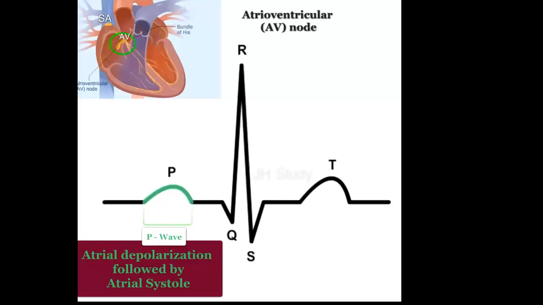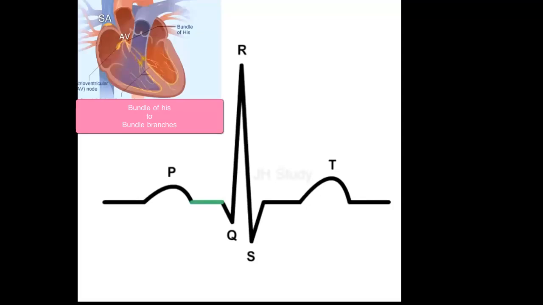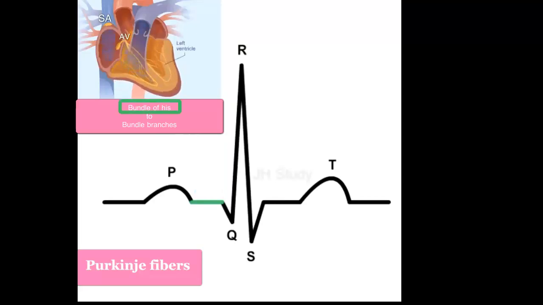While both atria pump all the blood into the ventricles, the AV node delays the signal to give time for the ventricles to fill, and this flat PR segment represents the delay time created by the AV node. The AV node sends the signal to the bundle of His, then to the right and left bundle branches and the Purkinje fibers, spreading throughout the ventricular muscles.